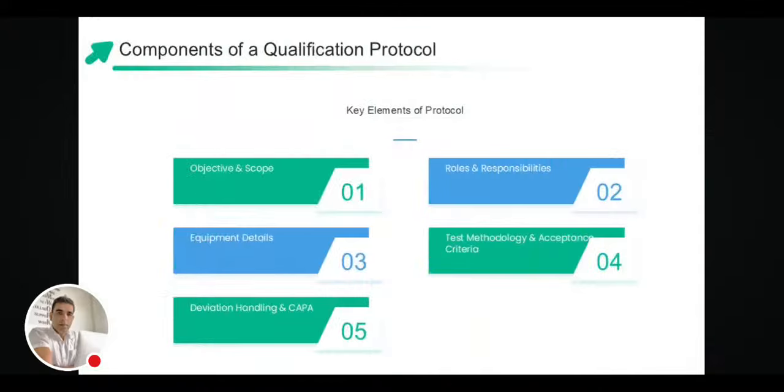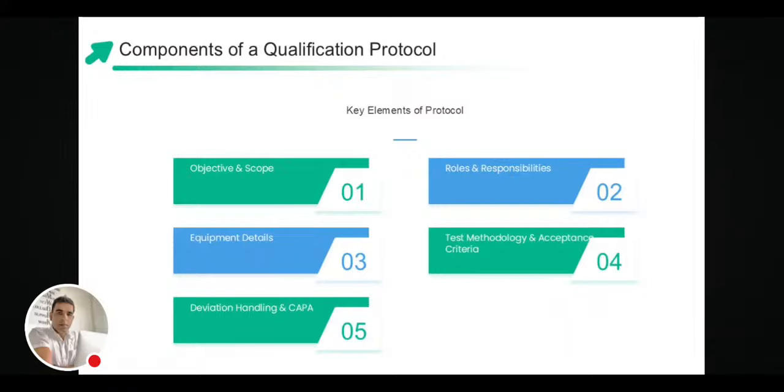The qualification protocol is a vital document that outlines the entire equipment qualification process in a structured and compliant manner. It typically includes the following key components: objective and scope. This section defines the purpose of the qualification and the areas it will cover. It sets the foundation for all subsequent activities. Roles and responsibilities clearly outlines who is responsible for each step of the process, ensuring accountability and smooth coordination.